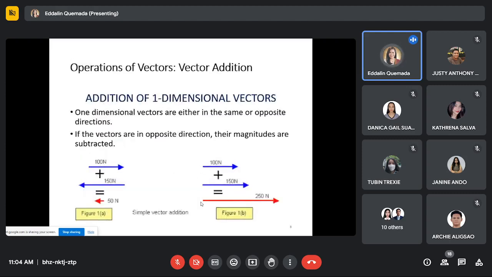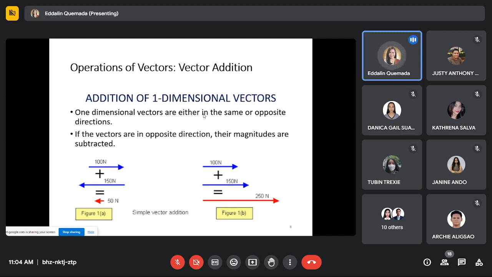Okay. Now we proceed, class, to operations of vectors, kani vector addition, and this is what experiment number one is actually all about. So we have here addition of one-dimensional vectors. When we speak of one-dimensional vectors, these are vectors plotted in one particular axis, or this refers to a motion of an object traveling in a specific axis. Either it moves in the x axis, or that object moves relative to the y axis.